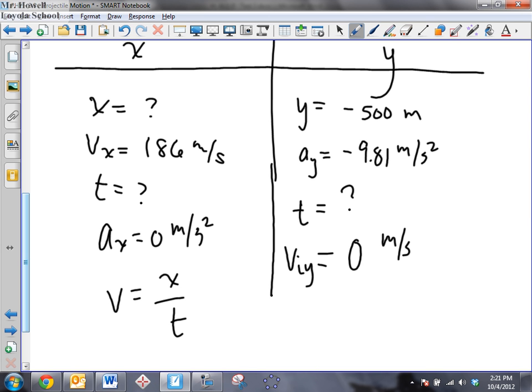But we don't have the X or T. That's why we have to figure out something else here. Because again, look, we know V, but we don't know X or T. So we've got to solve for something over here and then move it over here. Let's solve for T.